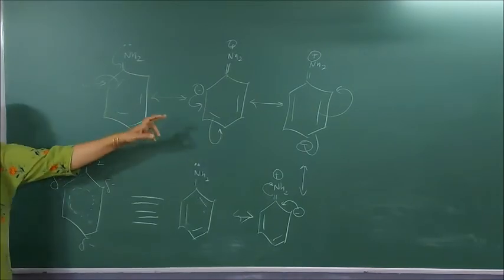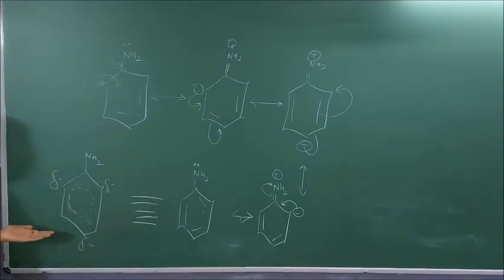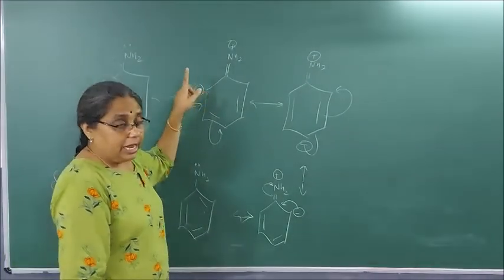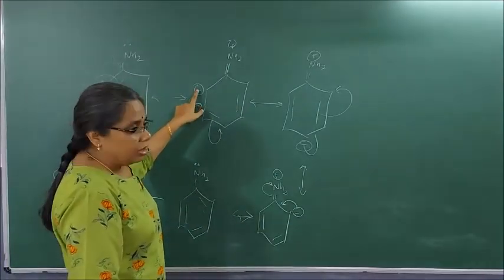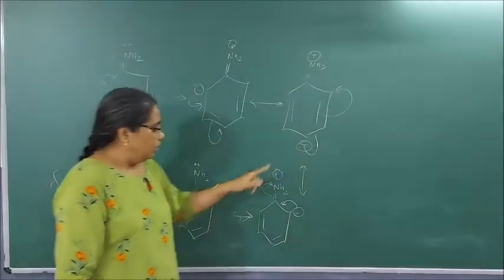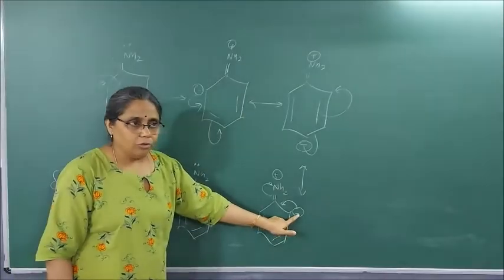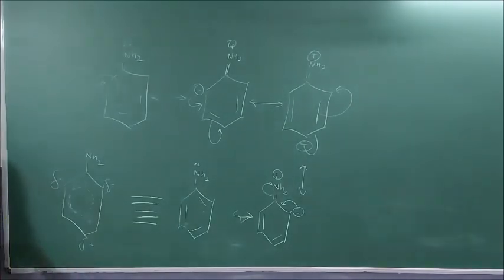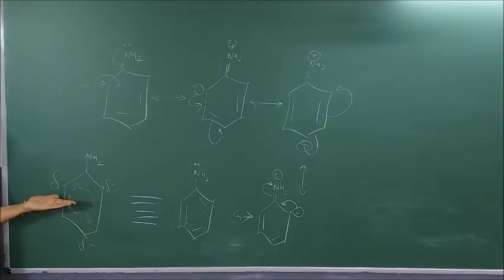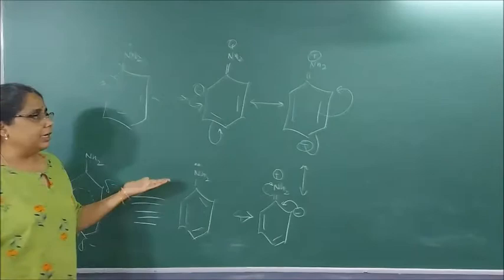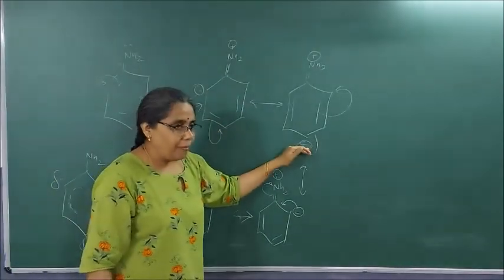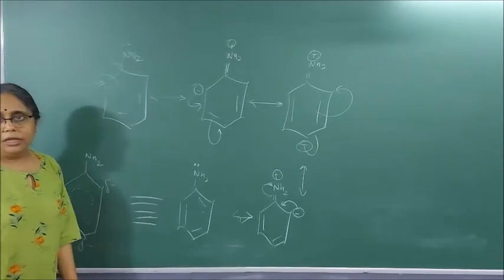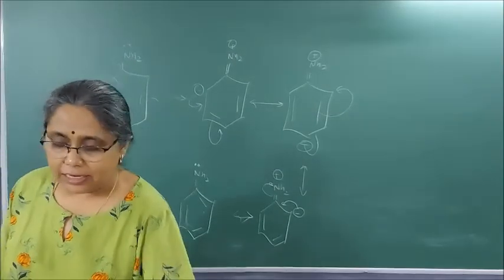This is how the resonance in aniline takes place. This is the resonance hybrid. The regions of high electron density are ortho, para and again an ortho. So the NH2 group is a highly activating group, which makes aniline ready for electrophilic attack at the ortho, para and ortho positions. Please write the resonance in aniline.